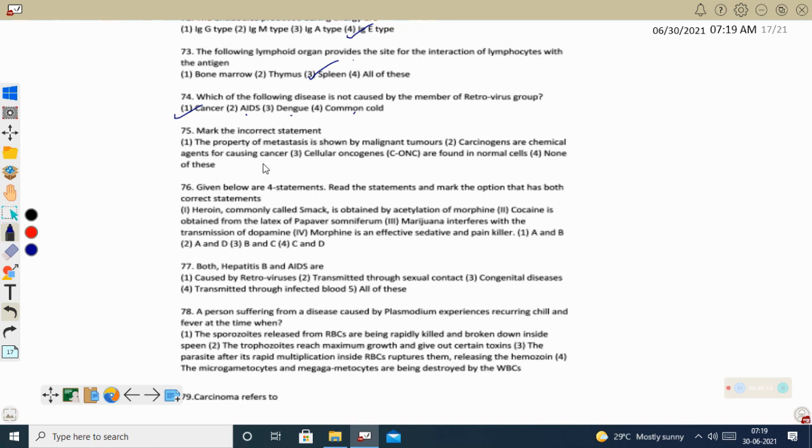Next question, mark the incorrect statements. The property of metastasis is shown by malignant tumor. Correct. Carcinogens are chemical agents for causing cancer. That is also correct. Cellular oncogenes or c-onc are found in normal cells. That is also correct. So which is the incorrect statement? None of them are incorrect statements. So 4 is the correct option.